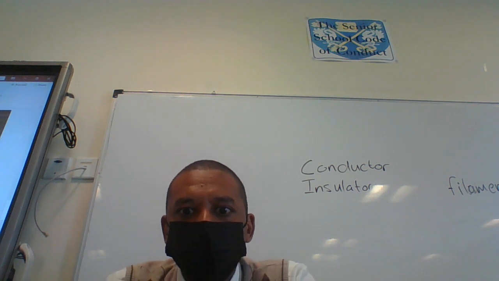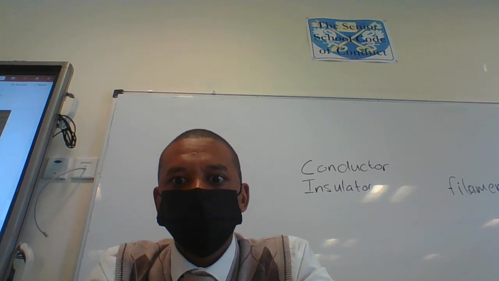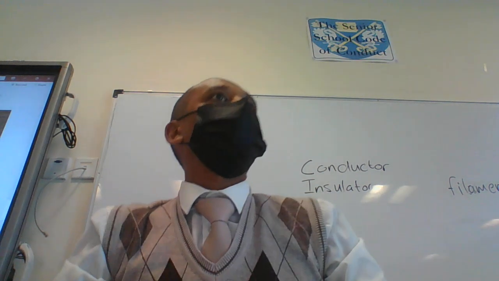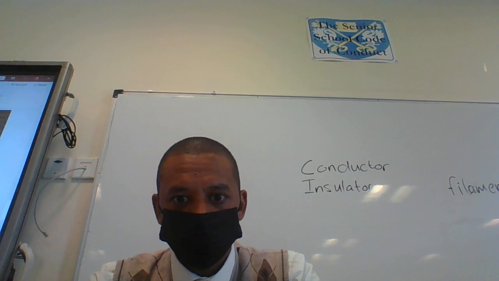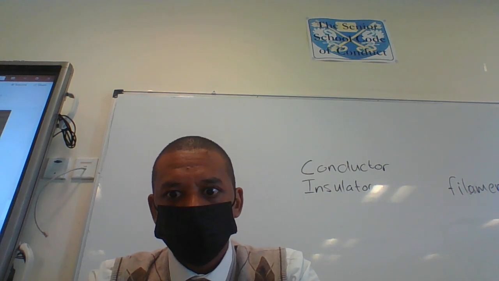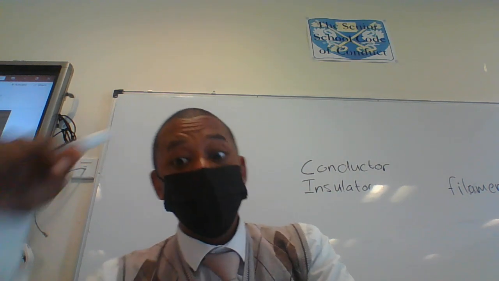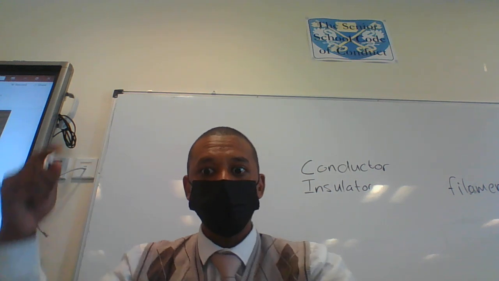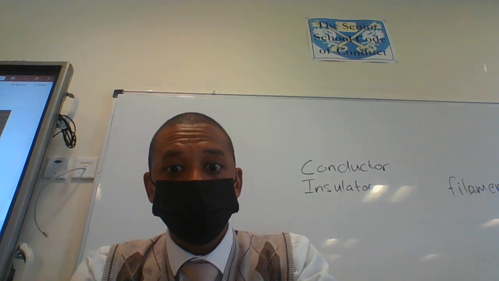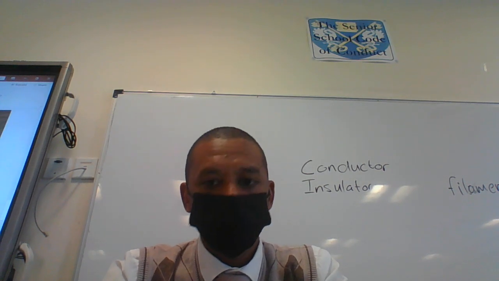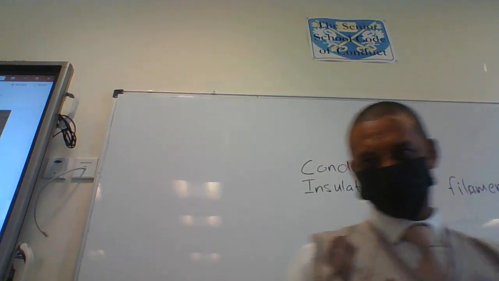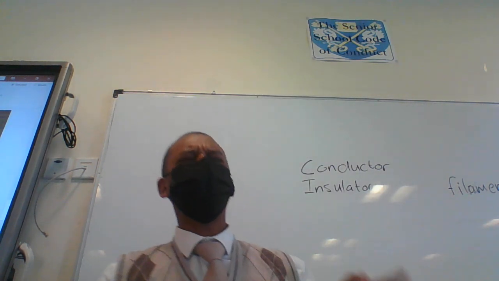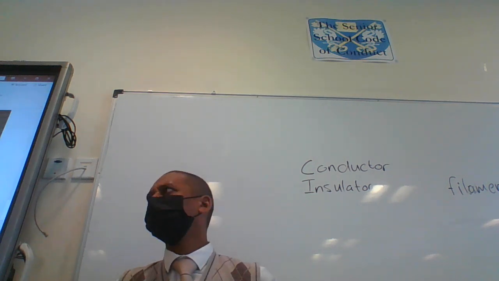Number 13. A complete what is needed for a bulb to light? Circuit. No, number 10 down is a filament. The thin wire inside a bulb. Number 13, a complete what? Circuit. Okay. Wires are made of? Steel. Does steel fit? Metal. Who has something other than steel? Metal.